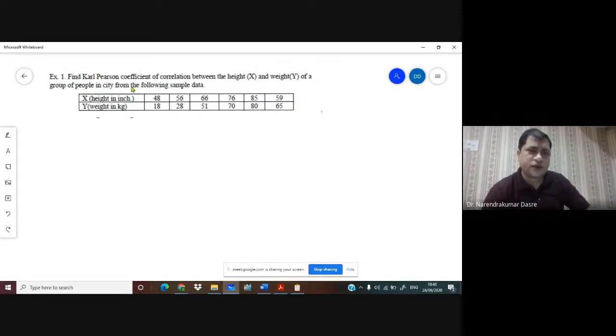So we have to find the Karl Pearson coefficient of correlation between the height and the weight of a group of people in the city from the following sample data. So this is the sample data given to us. The height is given in inches, and the weight is given in kg. And then we have to find the coefficient of correlation. So let us try to find this.